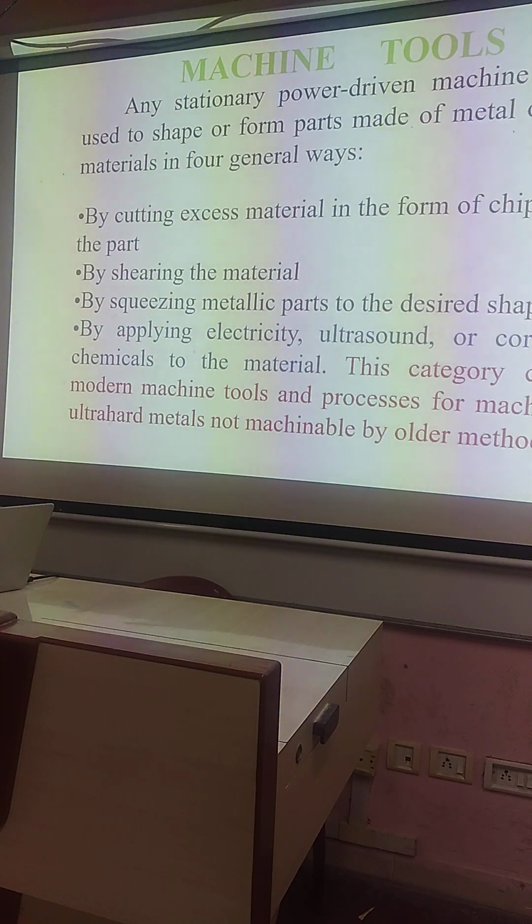Next topic is the machine tool. A machine tool is a stationary power-driven machine that is used to shape or form parts made of metal or other material in four general ways: by cutting excess material in the form of chips from the part, by shearing the material, by squeezing the metallic parts to the desired shape, by applying electricity, ultrasound or corrosive chemicals to the material. This category covers modern machine tools and processes for machining ultra hard metals not machinable by older methods.